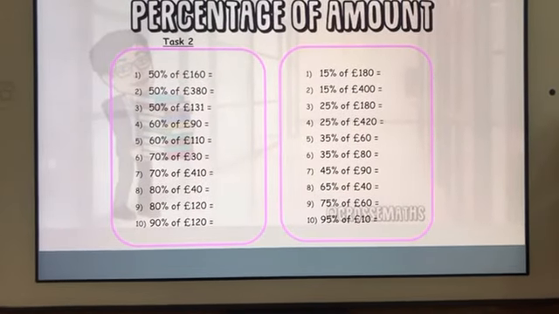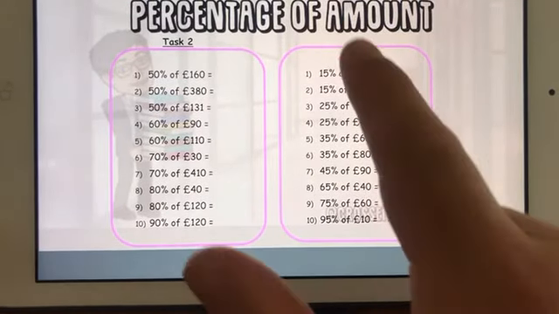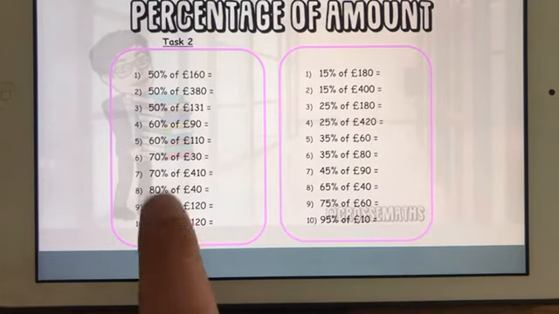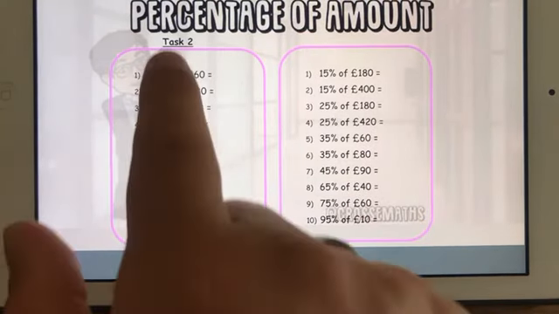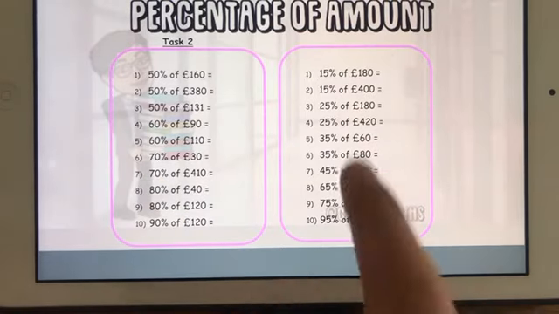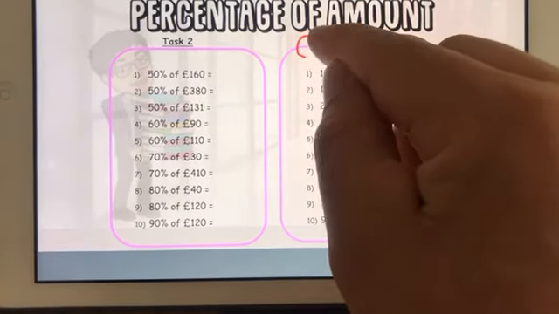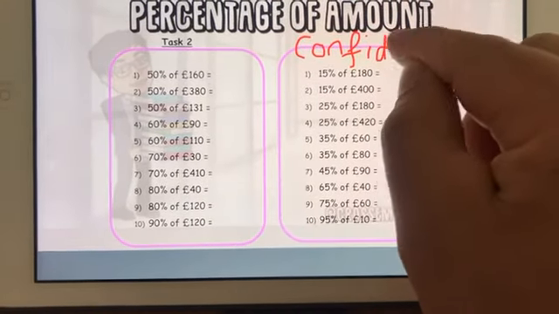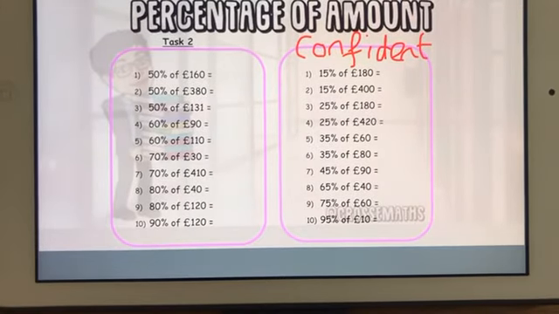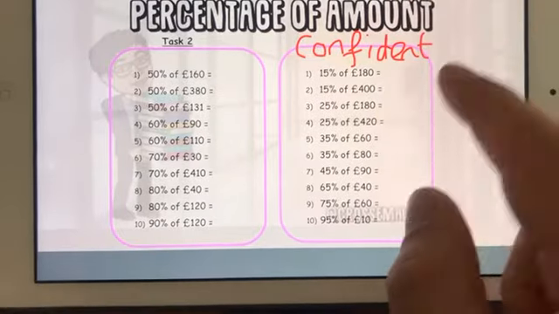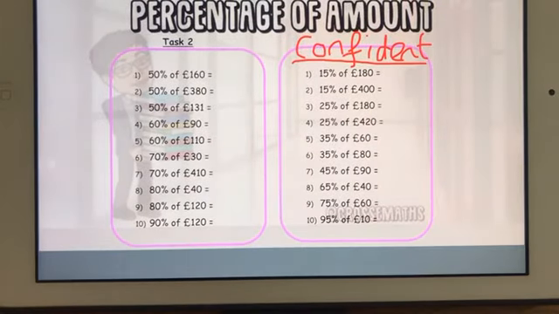Right, so task 2. These are ones for people who are feeling supremely confident. If you're still not feeling confident with working out your fives, have a go at the one on the left. If you are feeling confident, start on the right hand side. If you're feeling confident, have a go at the ones on the right hand side. If you're not feeling confident, have a go at the left.